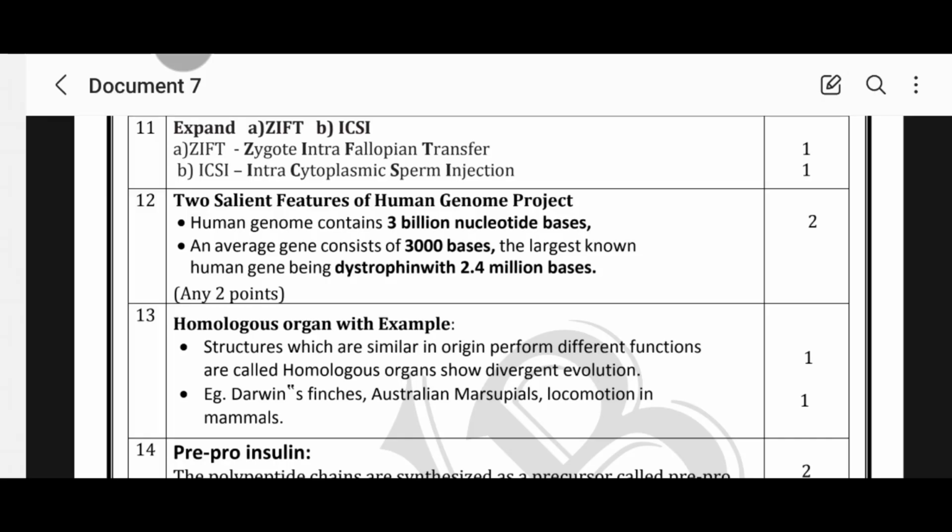We have to take the example of Darwin's finches. Darwin's finches are 14 types of birds. The structures of the birds are similar, but due to food habits there are some changes, so the functions change based on food. Another example is Australian marsupials and placental mammals, which have the same origin but have some differences.